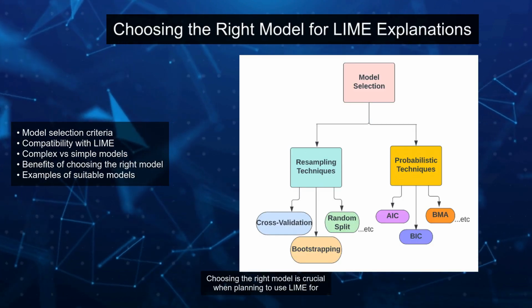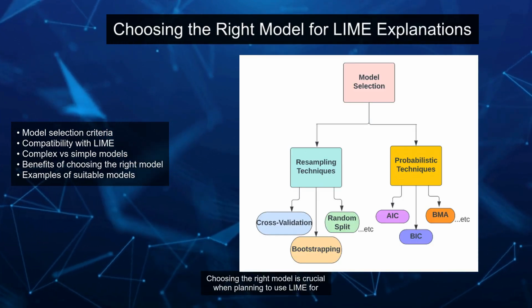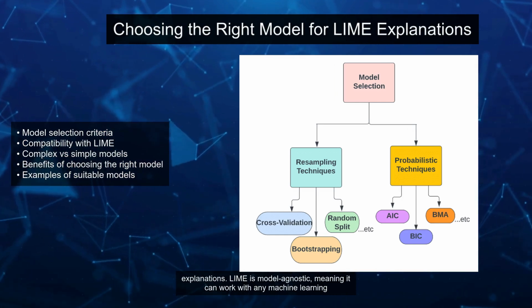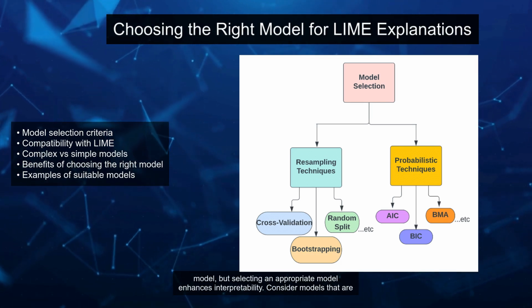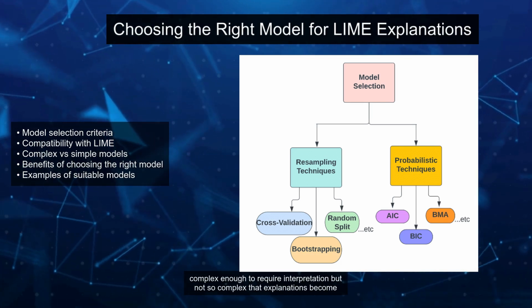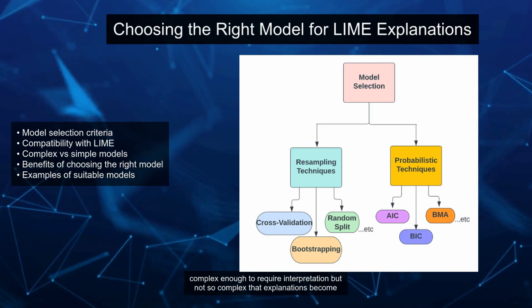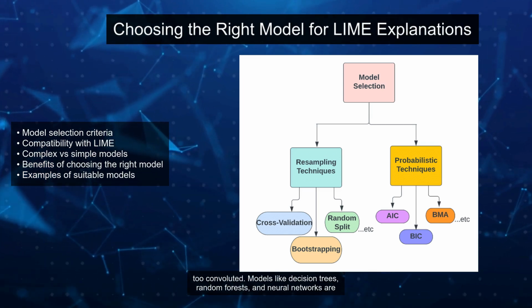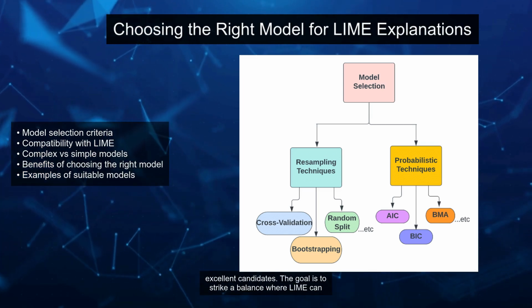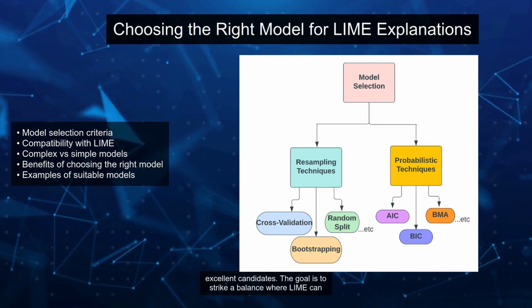Choosing the right model is crucial when planning to use LIME for explanations. LIME is model agnostic, meaning it can work with any machine learning model, but selecting an appropriate model enhances interpretability. Consider models that are complex enough to require interpretation but not so complex that explanations become too convoluted. Models like decision trees, random forests, and neural networks are excellent candidates.